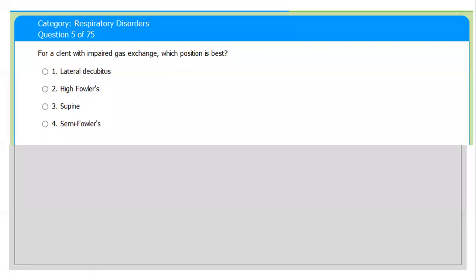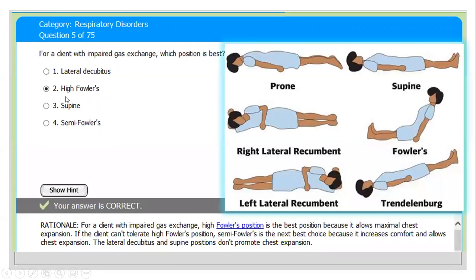Next question here. A client with impaired gas exchange, which position is the best? Lateral decubitus, high Fowler, supine, or semi-Fowler. The correct answer is high Fowler. So why is it the answer?